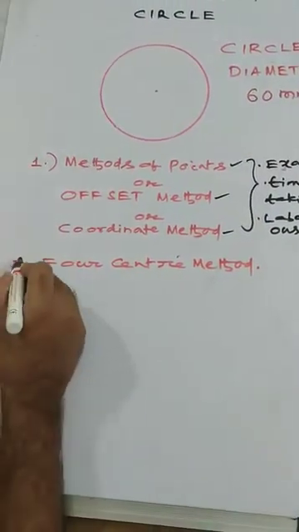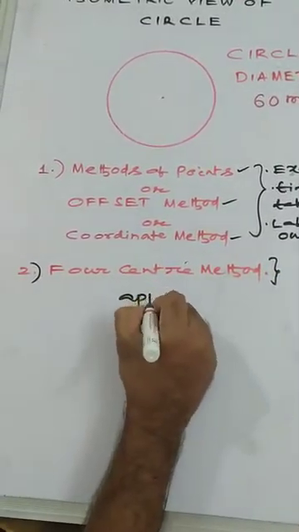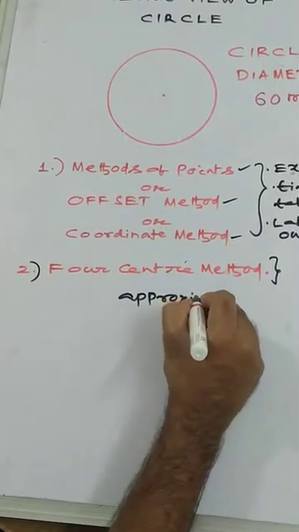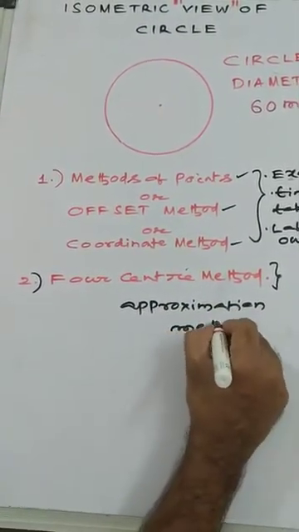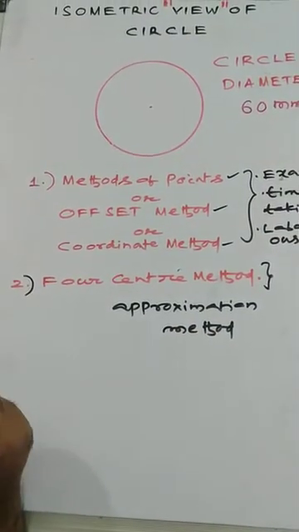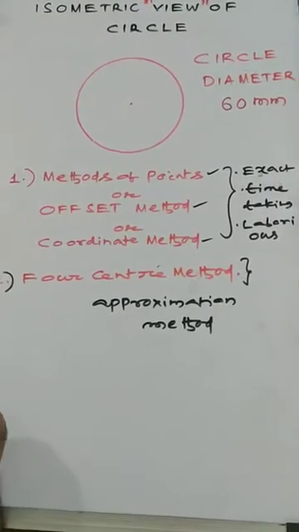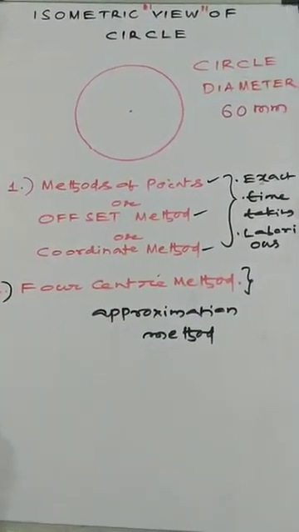Another method is the four center method. This is an approximation method. Now I can construct the isometric view of a circle with the help of the four center method.